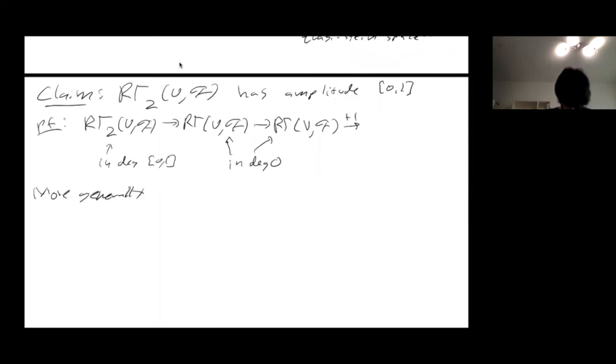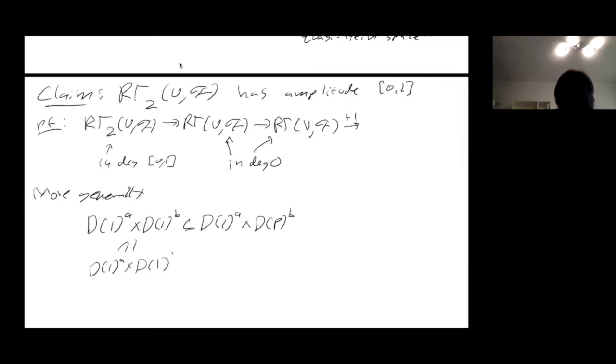let's just add more coordinates. So I can consider D1 to the a times D1 to the b sitting inside D1 to the a again, but then the larger disk to the b. And I do the same thing. I take the closure. So now we're closing up this polydisk in b different directions inside the bigger polydisk.